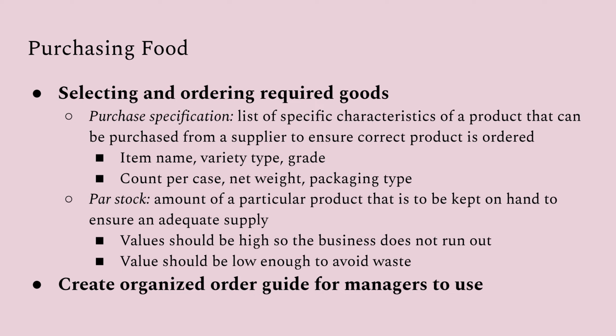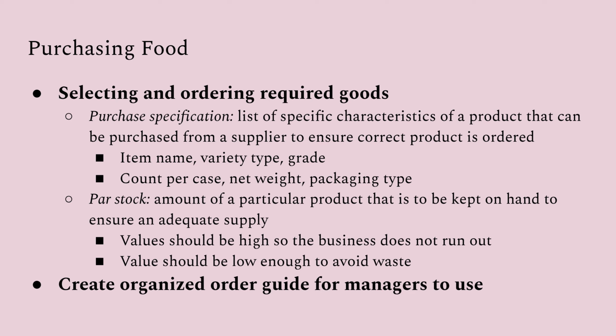And par stock is the amount of a particular product that is to be kept on hand to ensure an adequate supply. This is essentially the bare minimum of product that you need in order to operate. You'll want to have that number be high enough so you don't run out, but also low enough to avoid waste.